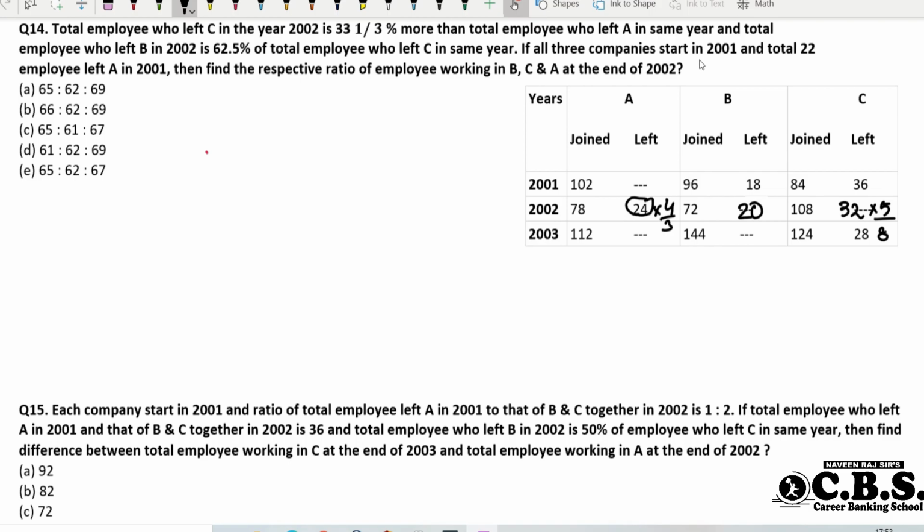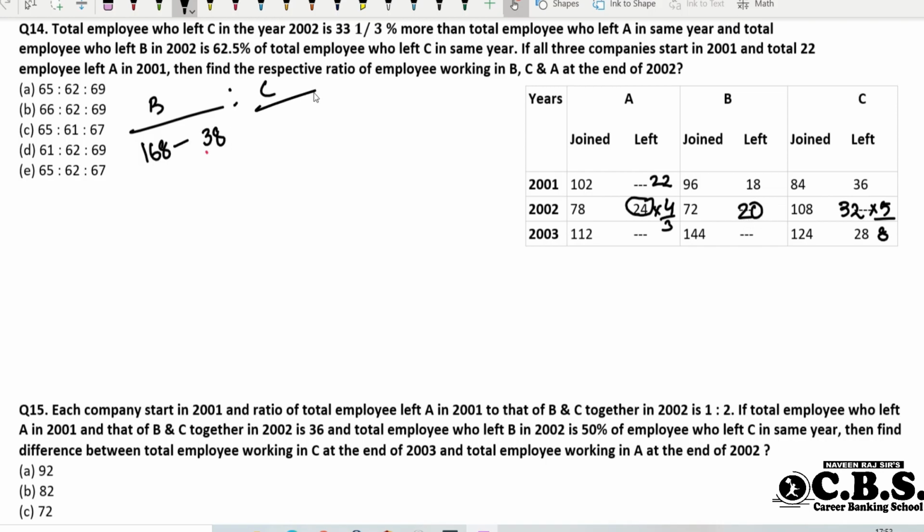If all three companies start in 2001 and total 22 employees left in A in 2001. So in 2001 how many left? 22 left. Then find the respective ratio of employees working in A, B, C at the end of 2002. Okay, first I'm taking B. So 2002 means what? You take it as 96 plus 72, which is 168. 168 minus 38.